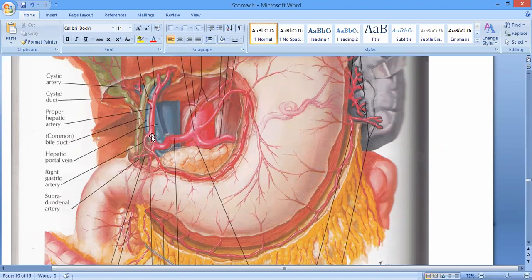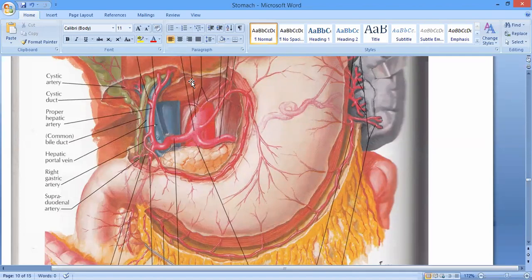The hepatic artery gives its first branch, the gastroduodenal artery, right? The gastroduodenal artery again divides into two branches, the right gastroepiploic artery and the superior pancreaticoduodenal artery. Then it gives the second branch, the right gastric artery here. And then it divides into the two terminal branches, the right and the left hepatic artery to the liver.